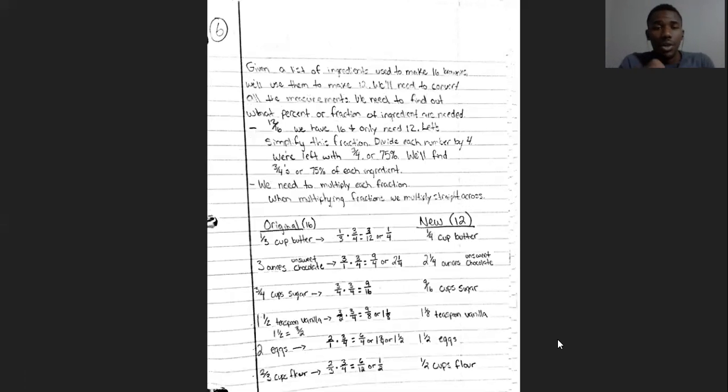I have 1/3 cup of butter. So 1/3 cup of butter times 3 over 4, you multiply that straight across, you get 3/12. Or if you reduce it all the way, you get 1 over 4, which in our new one, we have 1/4 cup of butter. That's what we'll need. Now we have 3 ounces of unsweet chocolate. Put the 3 over the 1, multiply it with 3/4, multiply straight across, you got 9 over 4. Or if you want, you can simplify it to 2 1/4. So we need 2 1/4 ounces of unsweet chocolate.